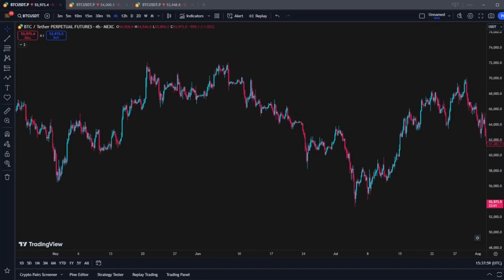Today we're diving deep into order blocks. Now if you've been in trading for a while, you've probably heard of them, but today we're going to simplify it, break it down, and show you exactly how to use it and improve your trading with them. By the end of the video, you'll understand what order blocks are, how to spot them, and most importantly, how to use them to make better trades. So let's jump straight in.